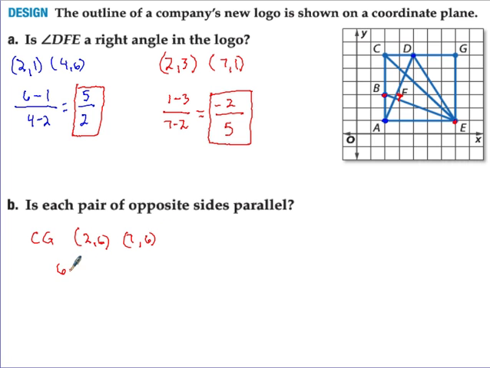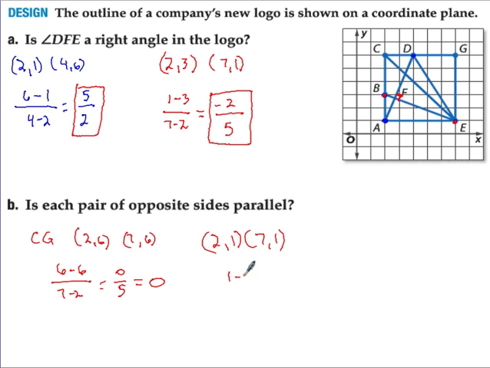So 6 minus 6 over 7 minus 2 equals 0 over 5. So the slope is 0. It's a no slope line, which means it's horizontal. And if we can show that AE is horizontal as well, then we'll show that they are parallel. And so AE is at point 2, 1, and E is at 7, 1.